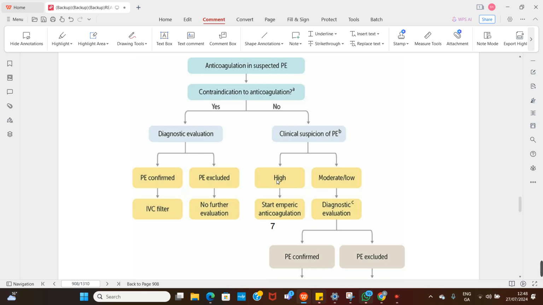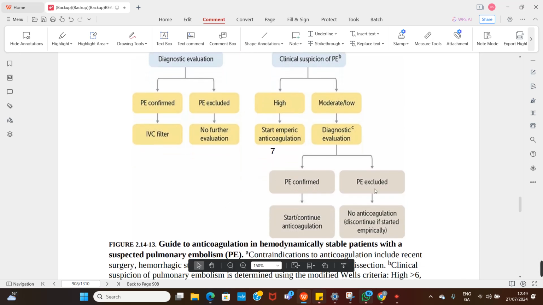But if the person is having 4, 3, 2, 1, what do you do? You do your D-dimer. If the person is having 4 and below, do your D-dimer. If the person is having 5 and beyond, you do your CT. But if it's 7, empiric. So that's how you evaluate, and whatever you find, you treat accordingly.